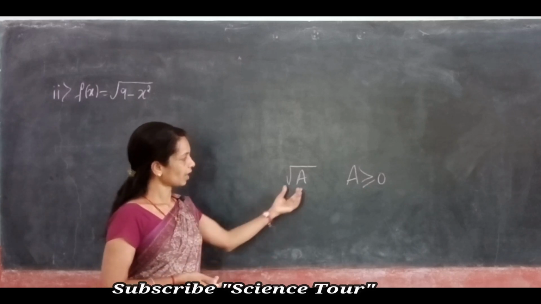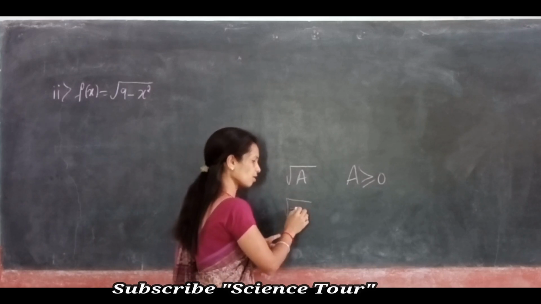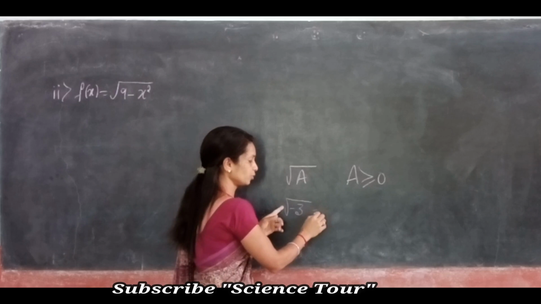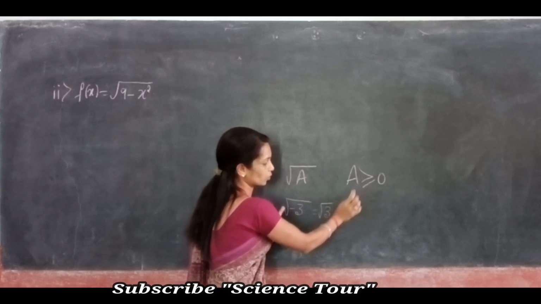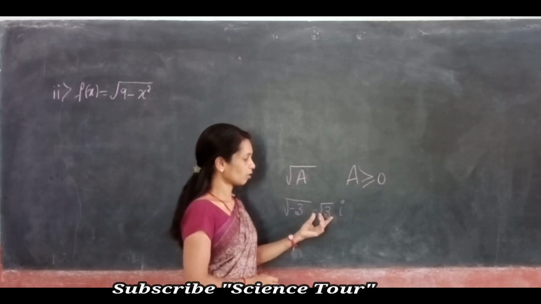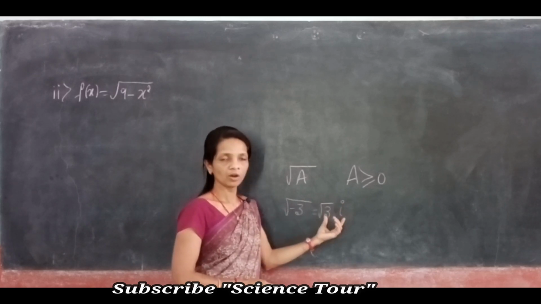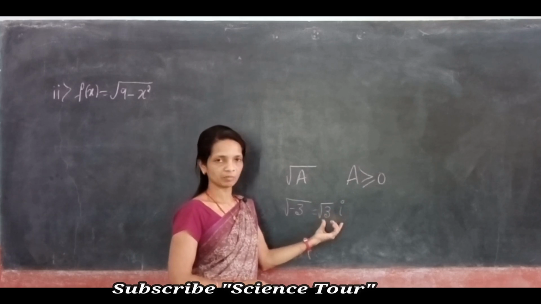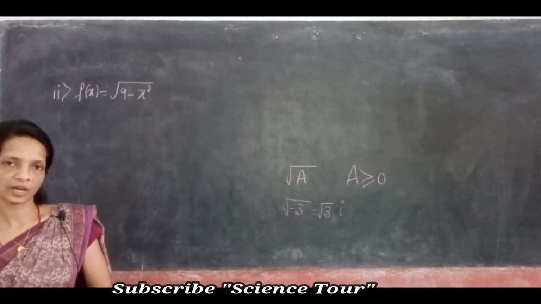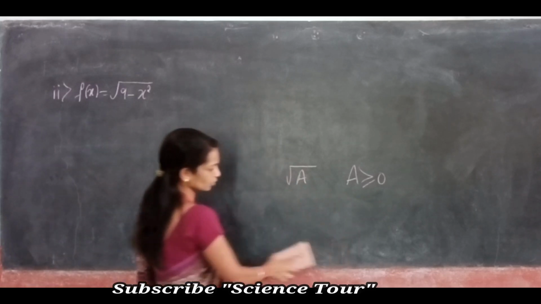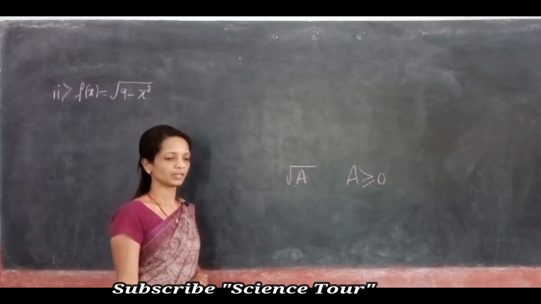If you have a negative number inside the square root, then what happens? For example, the square root of minus 3, you write this as square root of 3 into square root of minus 1. But square root of minus 1 is what? That is i, which you learnt in the complex numbers chapter. So if you have a negative number inside the square root, you get a complex number, not a real number. For that reason, inside the square root you must have either a positive value or 0.